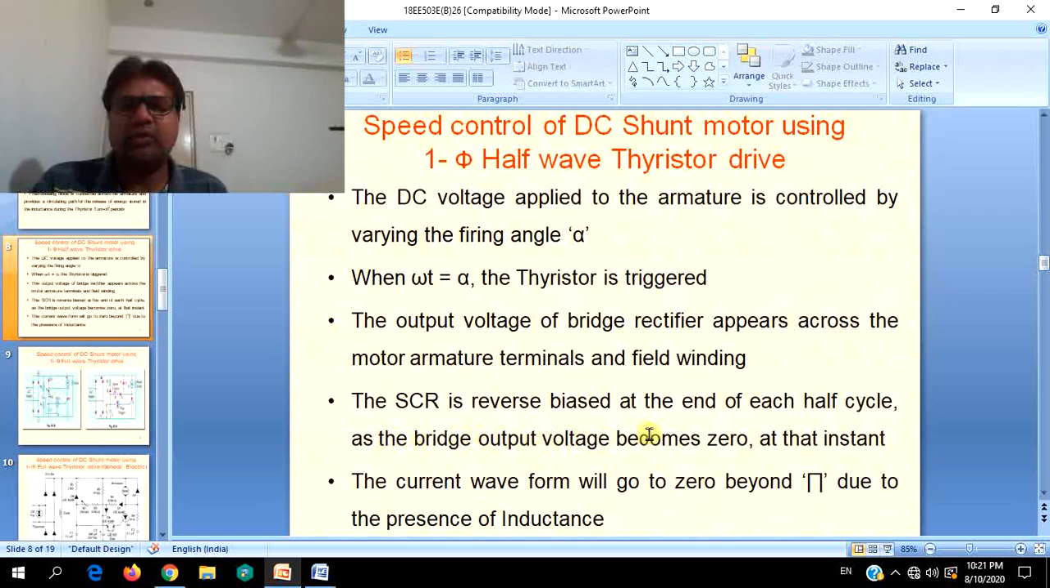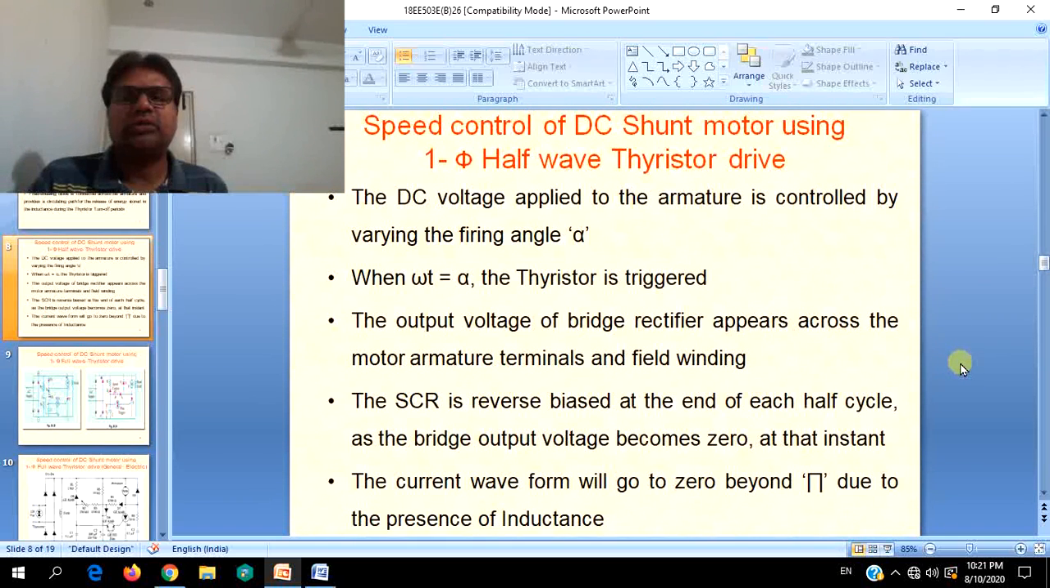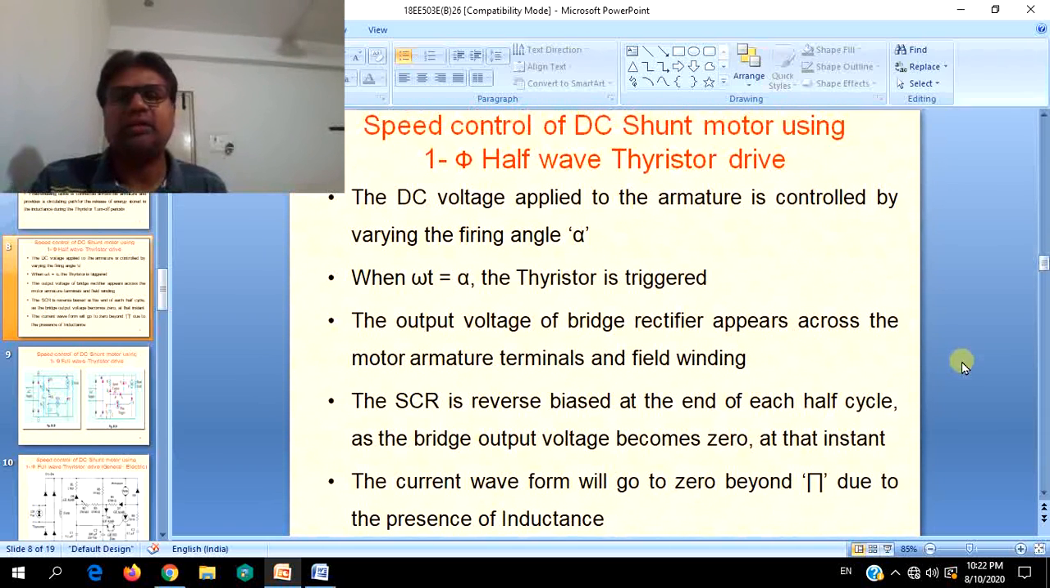So as the bridge output voltage becomes zero, at that instant the SCR is reverse biased at the end of each half cycle. The current waveform will go to zero beyond pi due to the presence of inductance. It will take a certain time to decrease to zero. So these are the half wave thyristor drives. All the terminology and working procedures are applicable to all the remaining circuits which we are going to discuss for shunt motors as well as series motors.